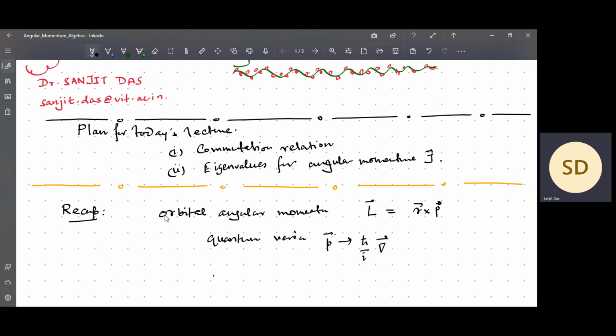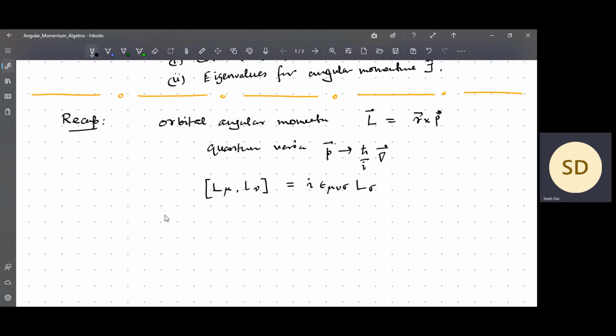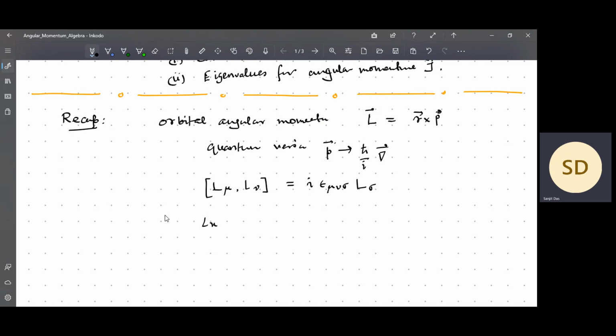And we came up with a beautiful relation, the angular momentum algebra. If I take the commutation of L mu and L nu, it will be i h bar epsilon mu nu sigma L sigma, which in general means that if I have Lx and Ly, this will be i h bar Lz. If you remember a cyclic process like this, x to y, y to z, and z to x. And similarly, the other terms you can write down.